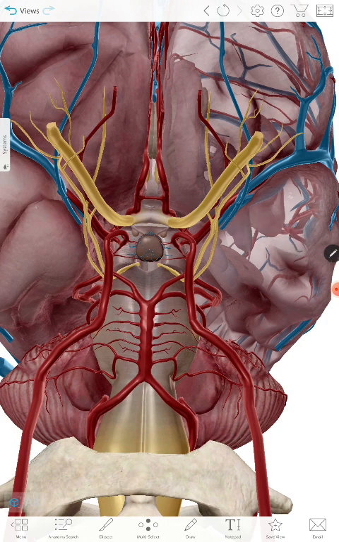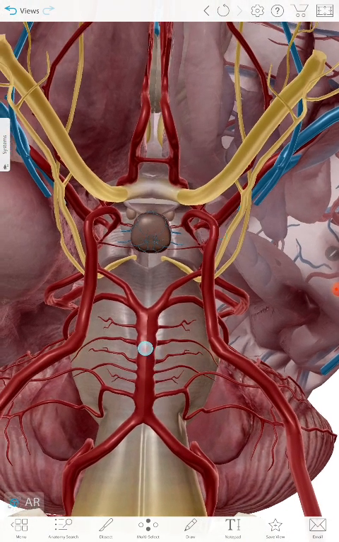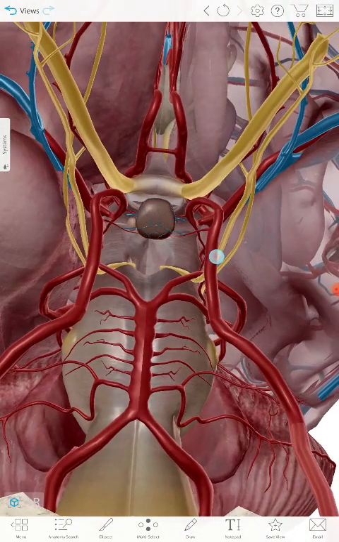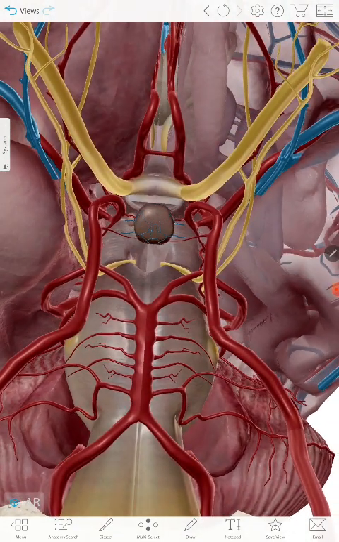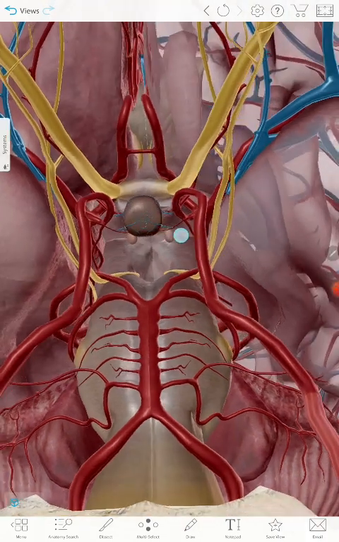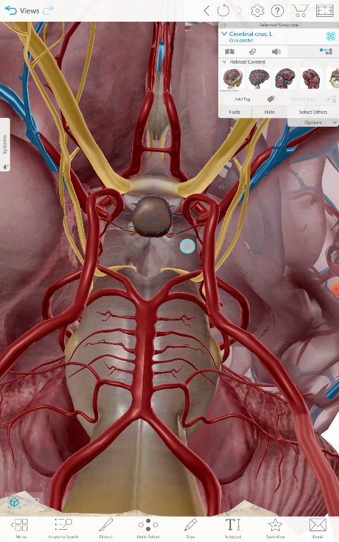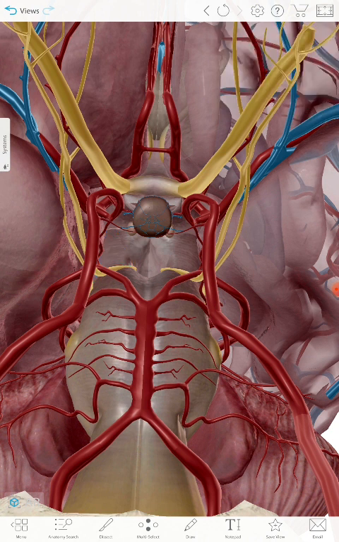So the cerebral lobes are connected to the brain stem via a structure which is known as the cerebral peduncles, and from the peduncles the term interpeduncular fossa arises. So this here is the left cerebral peduncle, and this here is the right cerebral peduncle. So the fossa which is present between the two cerebral peduncles is known as the interpeduncular fossa.